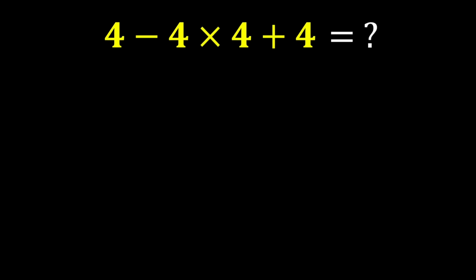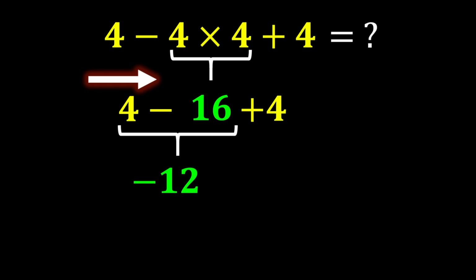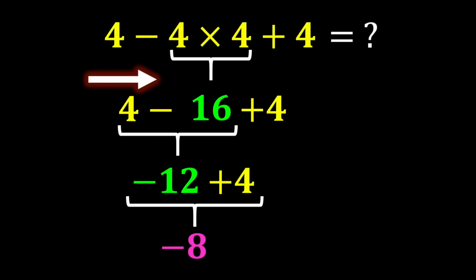4 minus 4 multiplied by 4 plus 4. In this expression, there is subtraction, multiplication, and addition. Since multiplication has higher priority, we perform it first. 4 multiplied by 4 gives 16. And the expression becomes 4 minus 16 plus 4. Now we have both subtraction and addition, and since they have equal priority, we move from left to right, performing whichever comes first. First, we do the subtraction. 4 minus 16 gives negative 12. And finally, negative 12 plus 4 gives negative 8, so negative 8 is our final answer.